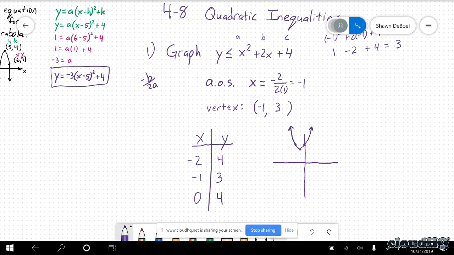So we can test a point that's not on it, like 0, 0. Let's test 0, 0 and see if it works. We plug 0 in for the y, 0 in for the x. So I get 0 is less than or equal to 4. Is that a true statement? Yes, it is. So 0, 0 should be shaded. It's outside of the parabola, so therefore everything outside of the parabola should be shaded.